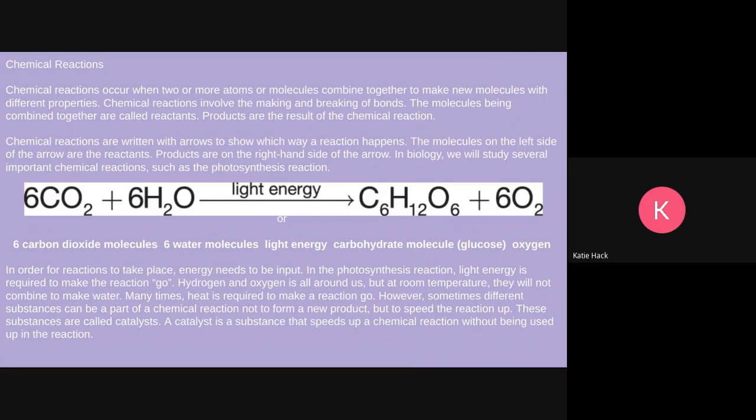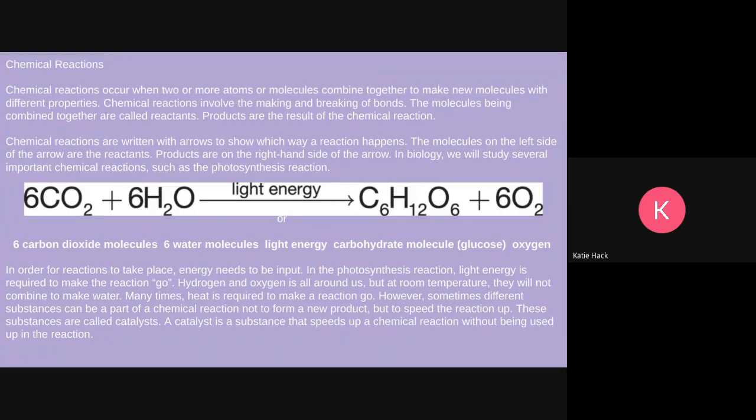Hydrogen and oxygen is all around us, but at room temperature, they're not going to combine to make water. Many times, heat is going to be required to make a reaction happen. However, sometimes different substances can be part of a chemical reaction, not to form a new product, but to speed the reaction up. So those substances are going to be called catalysts. So catalysts will speed up a reaction. On the flip side, if you need to slow a reaction down, you can add an inhibitor.